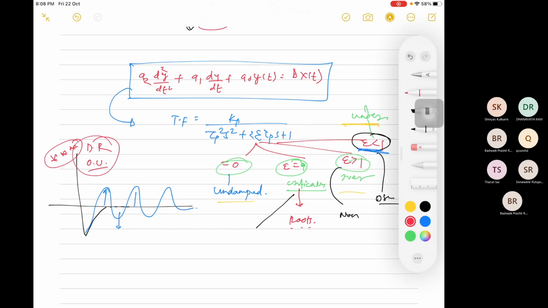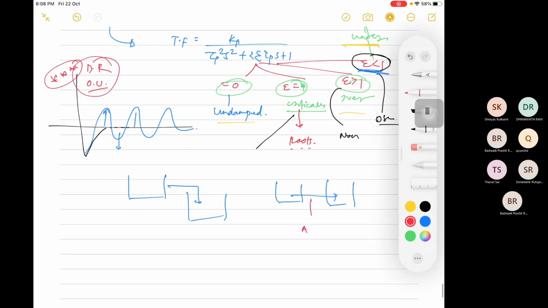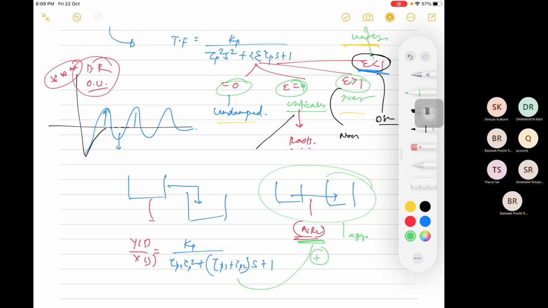Then after this, we'll start with tanks in interacting manner and tanks in non-interacting manner. So here you will find the interaction factor A1 into R2. Here your equation will be y of s upon x of s is equal to Kp divided by tau p1 tau p2 s square plus, not 2 zeta, tau p1 plus tau p2 s plus 1, and along with this there will be addition of this A1 and R2, and because of that this is a lag system.